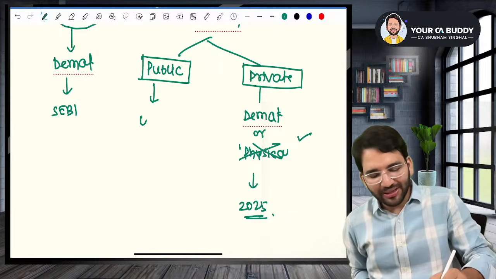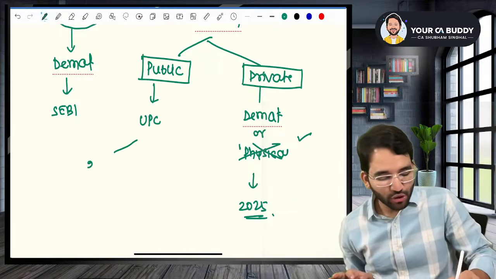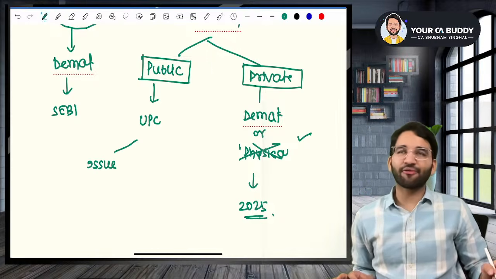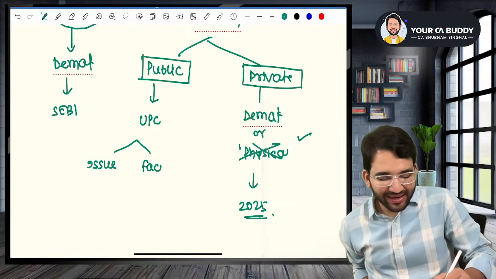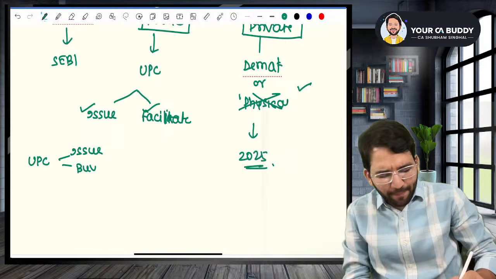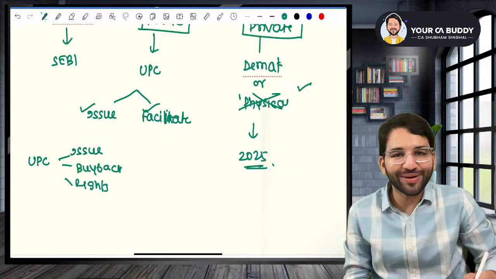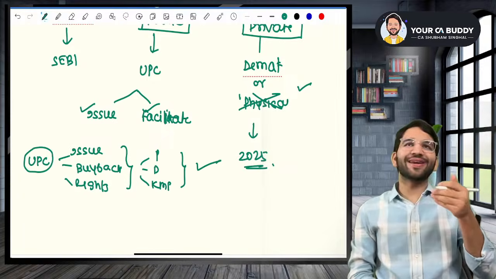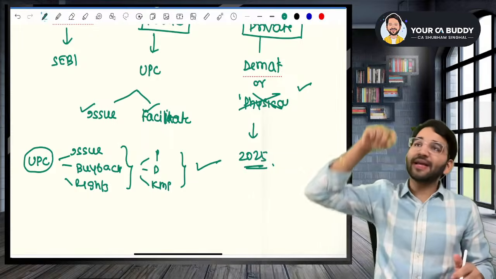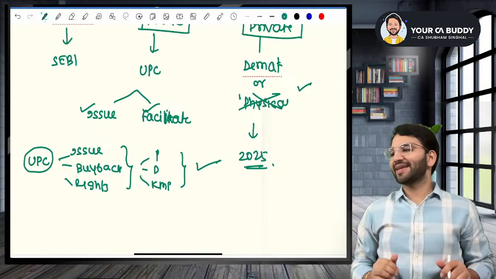We are talking about UPC, which is unlisted public company. We said, sir, the unlisted public company should issue all the securities in demat form. Whatever shares they are issuing, they should issue it in demat form and also facilitate dematerialization. If you want to do any sort of rights issue or buyback, then please ask your promoters, your directors, and your key managerial persons to get their shares dematerialized.